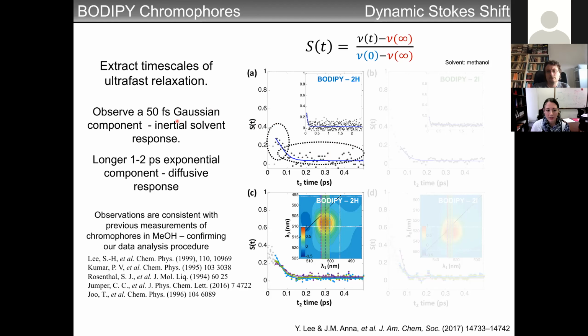Okay, so we're going to focus on the 50 femtosecond component, the ultrafast component, and we assign this to the inertial response based off of previous studies. I should say that the solvent here is methanol, so previous studies on methanol. The way to think about this is, we excite our BODIPY molecule, we have this change in charge distribution, and the methanol molecules that are close to the BODIPY are going to have this hindered rotational motion. So that's this inertial response, and that's what we're thinking of measuring here. It's consistent with previous studies of other chromophores in methanol performed with different techniques. And so we take this as a confirmation of our analysis procedure.